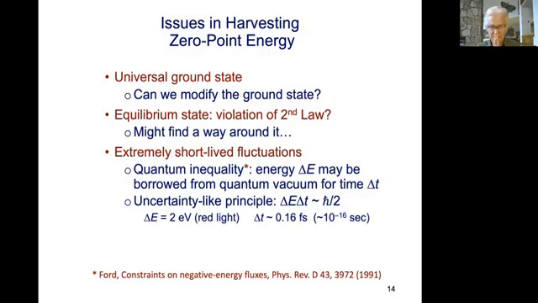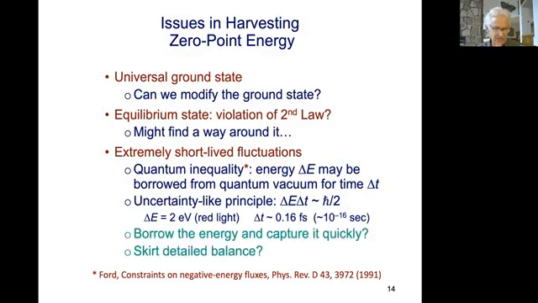Okay, well, if we can borrow it, could we be sneaky and borrow it and capture it very quickly? And if we could borrow it and capture it very quickly, then could we skirt detailed balance? This was what I was thinking about as I was trying to come up with a way to harvest zero-point energy. And the way that I thought we should try involves a metal insulator metal diode. So let's talk about that.